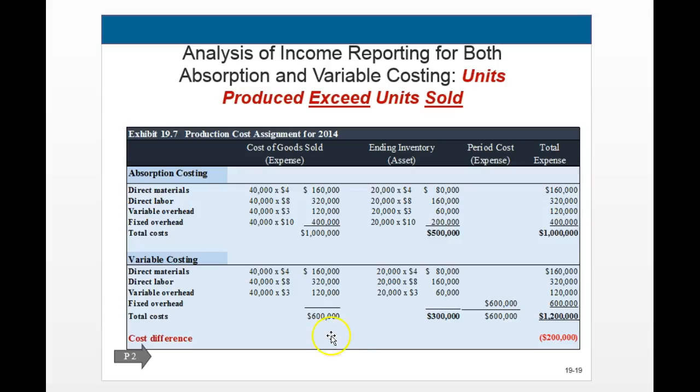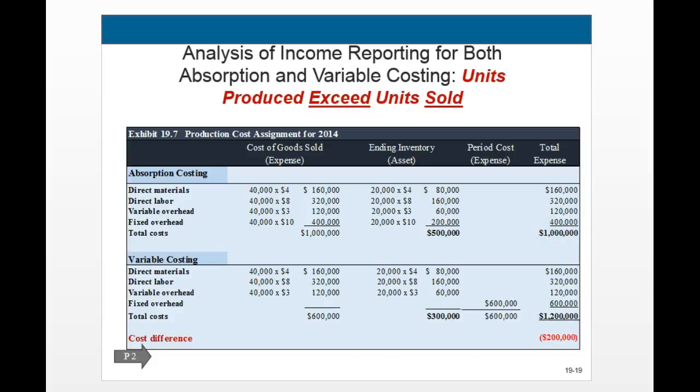So let's look at this now. Now here's your difference. As you're going back and forth, look at the ending inventory. This variable ending inventory is 300,000. This ending inventory for absorption is 500,000. Difference 200,000, right? And that's the difference between our expenses.